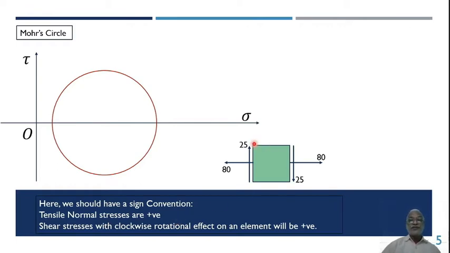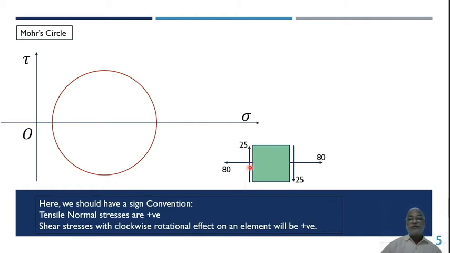It is simple to assume tensile normal stresses are positive. In this case, a face is there and it is pulling out, because of that it is tensile stress. So tensile stress is positive. Even in this case also, it is pulling it out with a magnitude of 80, so it is a tensile normal stress. Now shear stresses with clockwise rotational effect on an element will be positive.